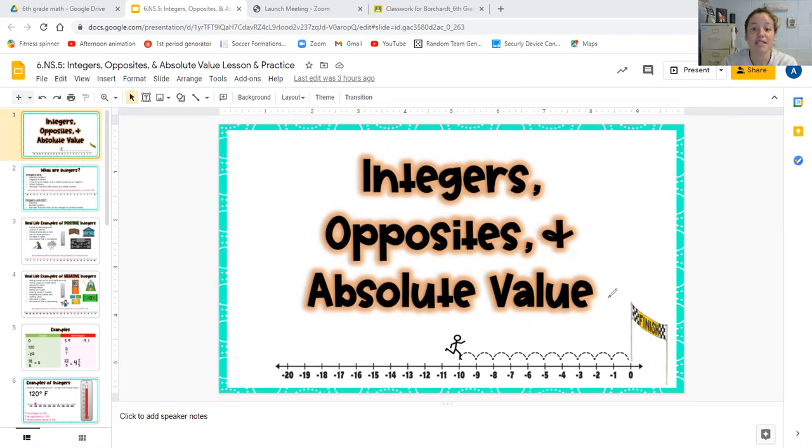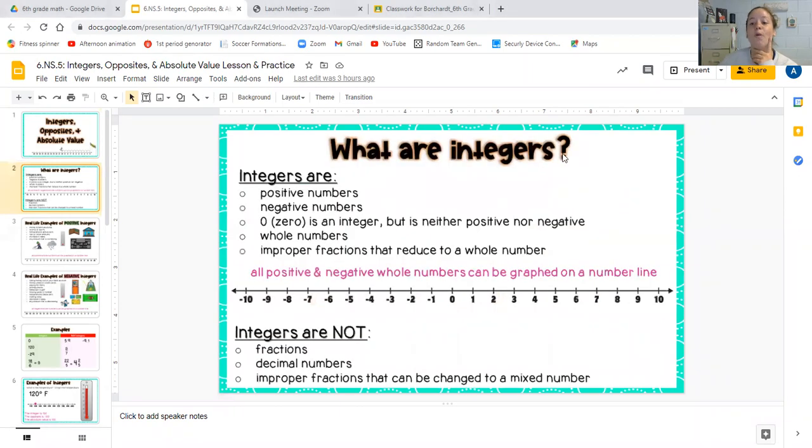Integers are numbers that are positive or negative. So those are just a couple of things to remind you. Let's go through a couple of highlights before we get into some practice problems today. All right, what are integers? Just to remind yourself, remember, they're positive numbers, negative numbers. 0 is an integer, but remember, it is neither positive nor negative.